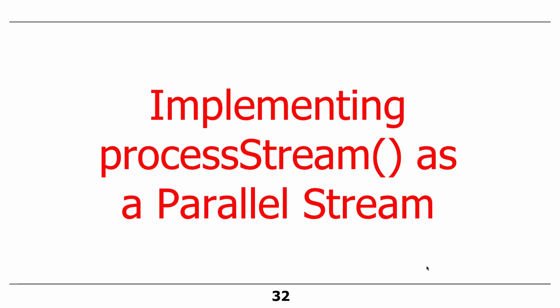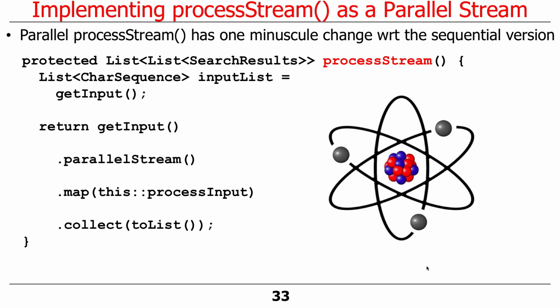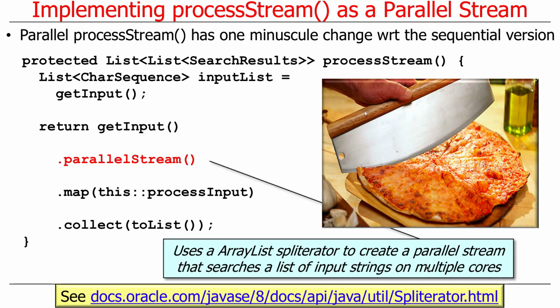Okay, now that we've seen how to visualize it, the code is absolutely trivial to understand, I think. The most important thing to notice here is that we only have to make minuscule changes based on what we used to have for the sequential version. So you can see here that we have a parallelStream, not a stream. And what that does is that it uses the ArrayList spliterator.